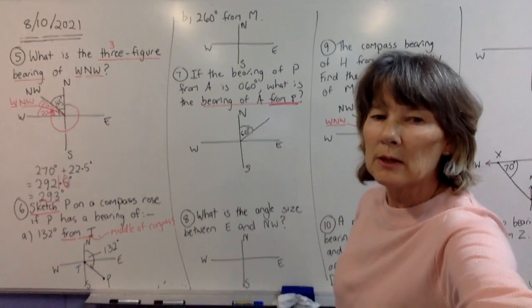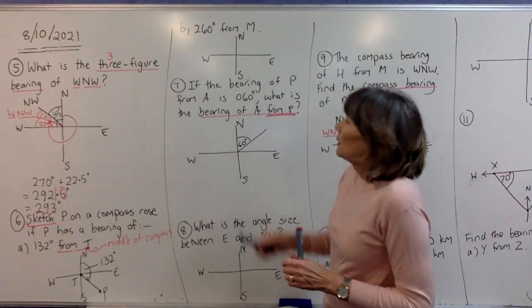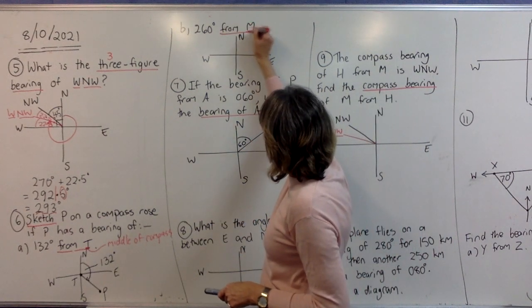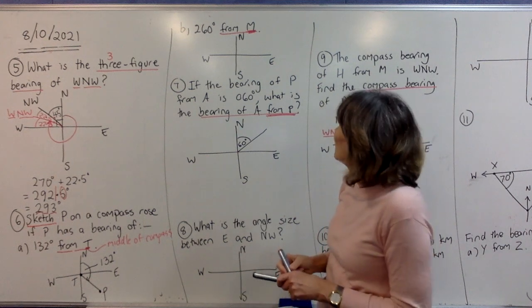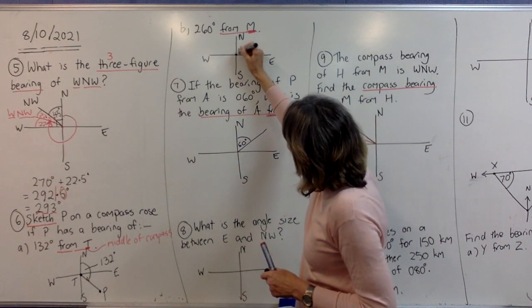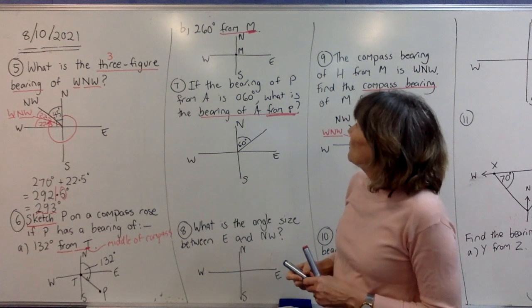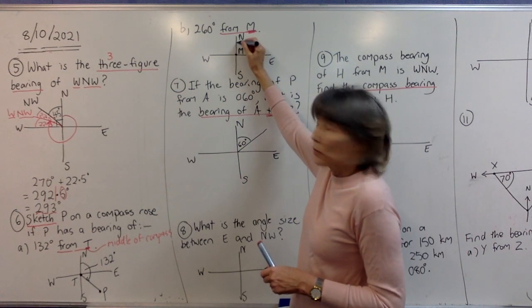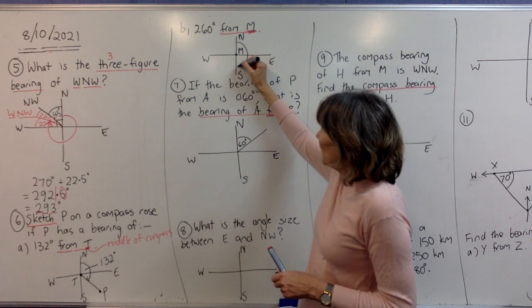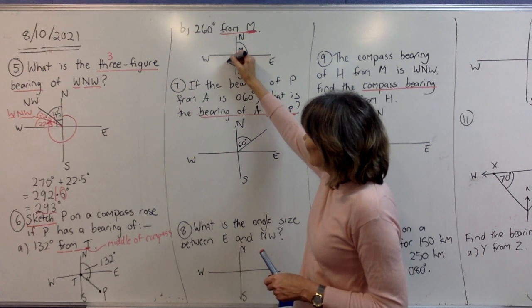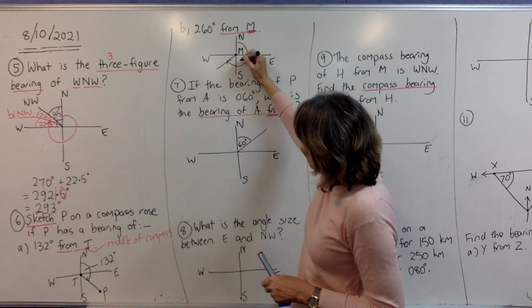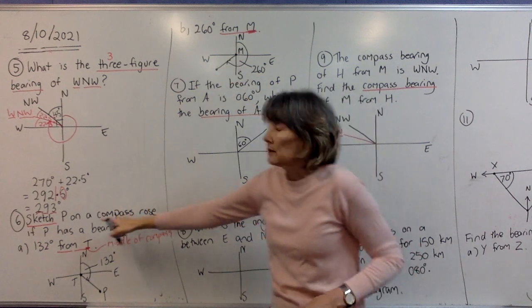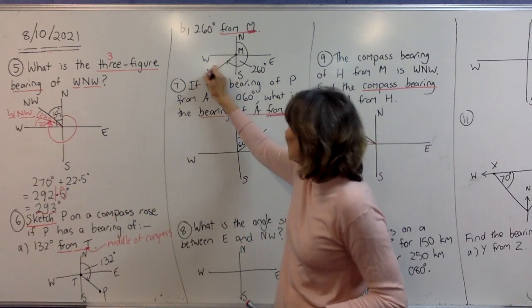All right, now looking at the next one, up the top here, it's 260 degrees from M. So that means M is going to be in the middle of our compass. So we'll put an M there. Okay, now we're going to mark in our 260 degrees. So start at north, go clockwise through 260, past the 180, and it won't be as far as the 270, so we're in here. So that's your angle, 260 degrees. And on the other end here is our P, our other letter.